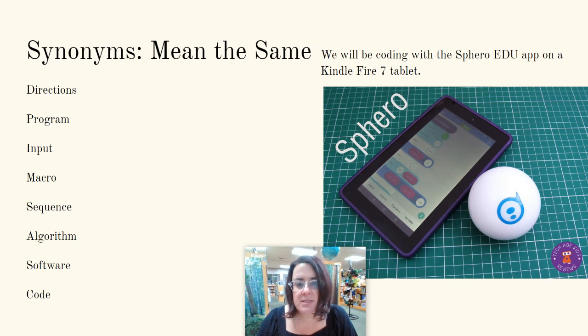The directions that you give the robot are also called a program, an input, a macro, a sequence, an algorithm, software, or code. So when I say I'm going to code the robot, that means you're going to give it directions. You're going to tell it to do something. We're going to be using an app to do our coding called EDU, and it's going to be on a device called a Kindle Fire.